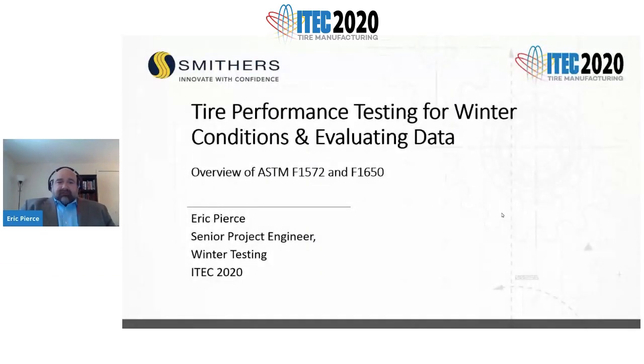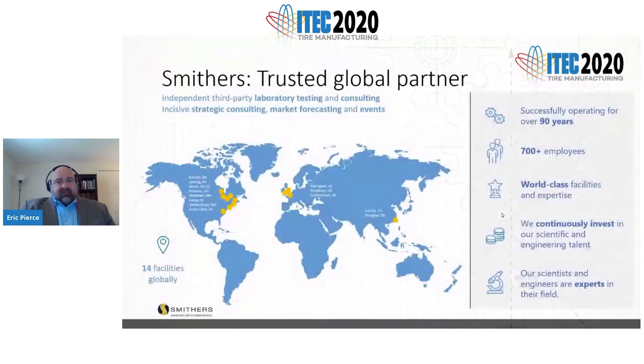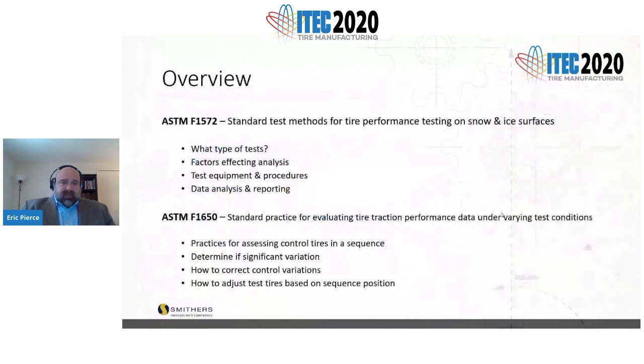Thank you, Bruce. So basically, we're going to have an overview today of two ASTM standards, F1572 and F1650. F1572 is a standard test method for tire performance testing on snow and ice surfaces. What we're going to cover are what different tests are involved, some factors that may affect analysis, various types of test equipment and procedures, as well as a little bit into the data analysis and how reporting is done.